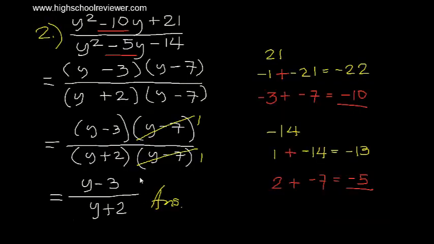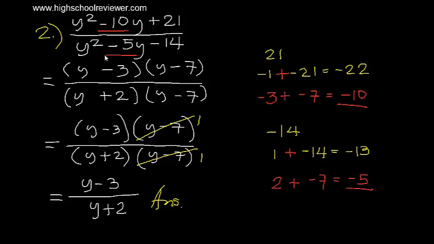For problem number 2, we have y squared minus 10y plus 21 all over y squared minus 5y minus 14. So factor out the numerator and the denominator. And for the numerator, we have here the factors of y squared. This will be y multiplied by y. And look for the factors of positive 21 that will give us the sum of negative 10. The factors that will give us the sum of negative 10 are negative 3 multiplied by negative 7. And we put here negative 3 and negative 7.